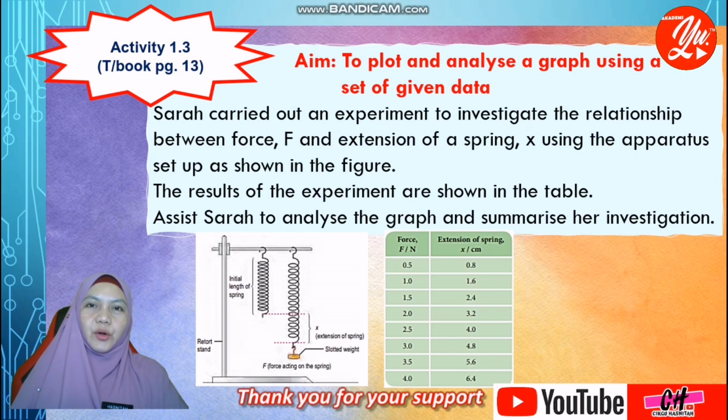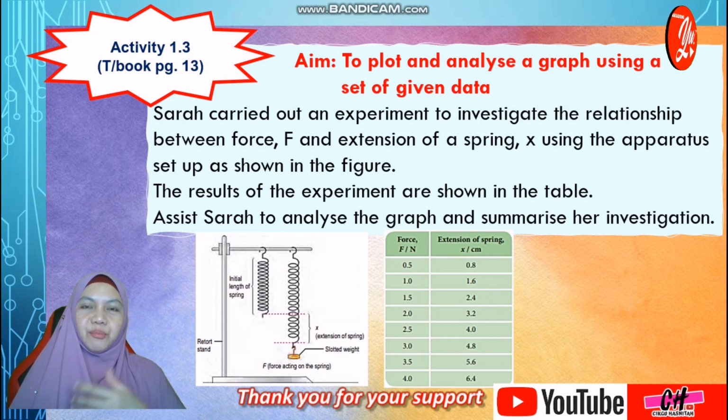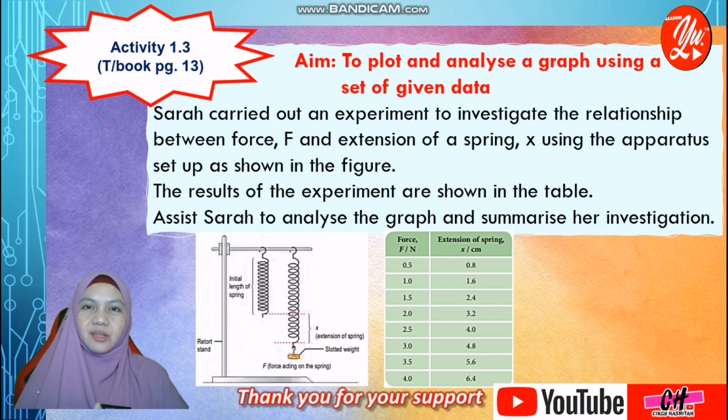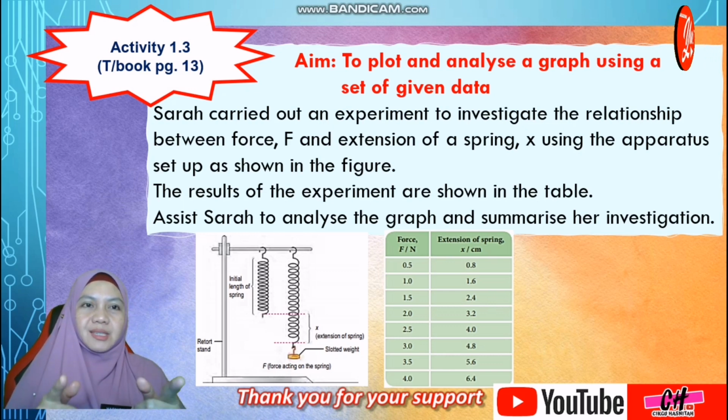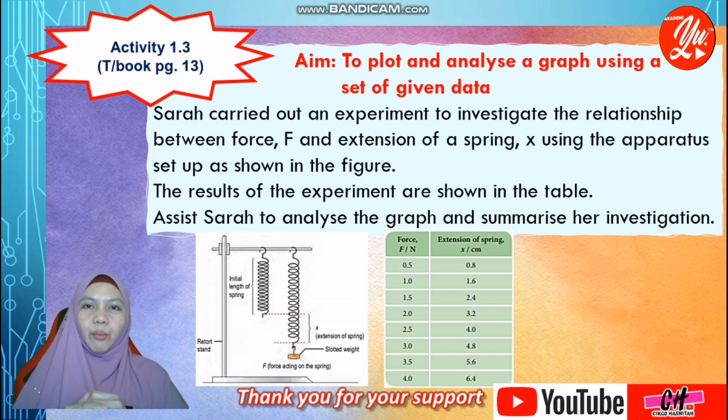Alright students, in our 3rd and 4th lesson, we have briefly discussed the importance of interpreting and analyzing graphs. So today let's check your understanding by trying these few exercises which you can find in your textbook. First, let's deal with Activity 1.3.